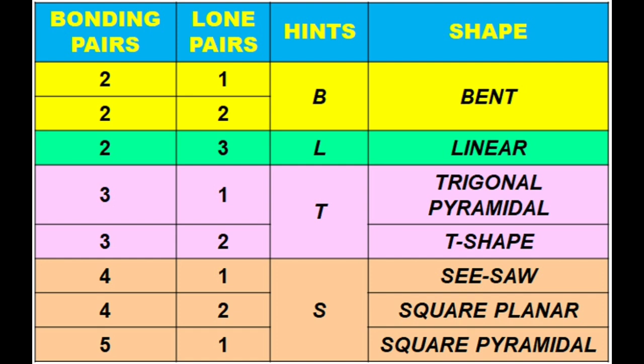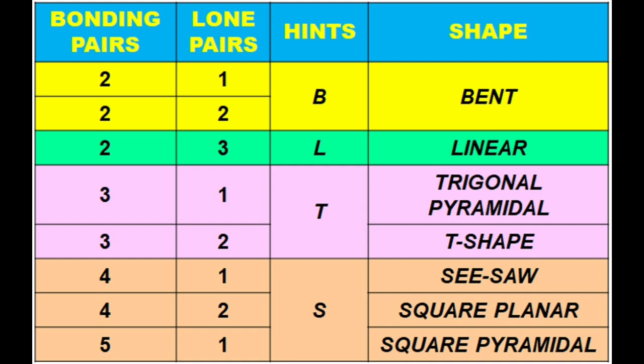We have such a table where we write, pay attention to the hints, BLTS. We write the first letters of BLT sandwich, BLTS. There can be two bonding pairs. If we have two bonding pairs and one lone pair, or two bonding pairs and two lone pairs, it will be B. B represents bent, so the shape will be bent. If we have two bonding pairs and three lone pairs, it will be L, which means linear.